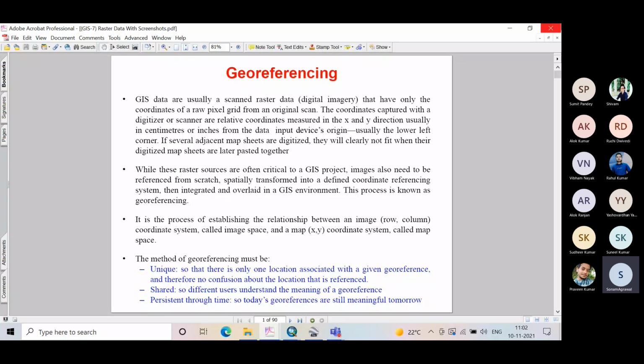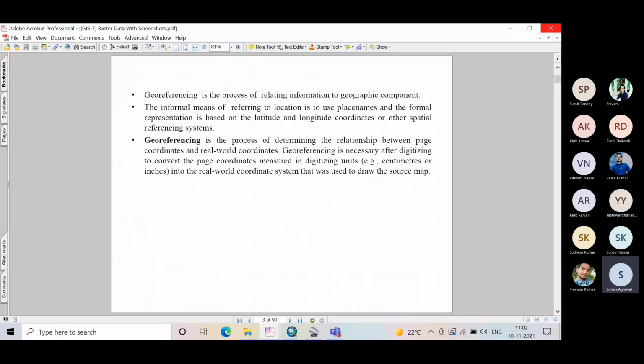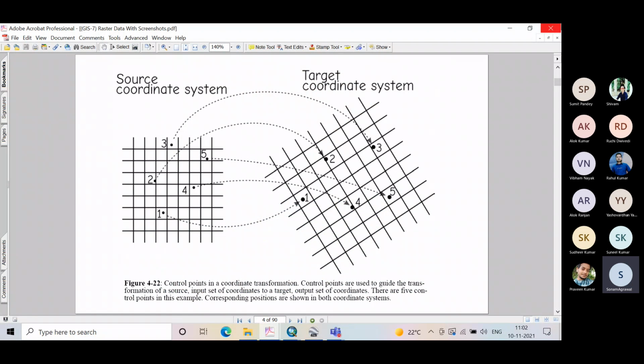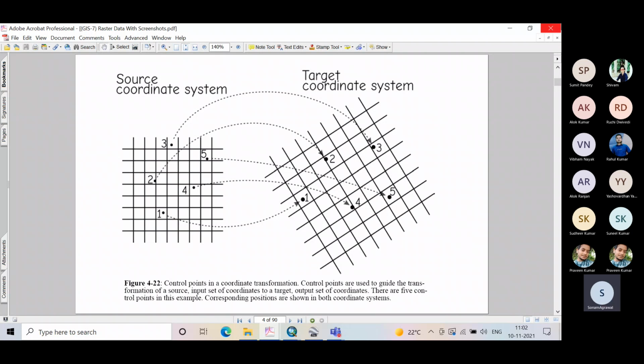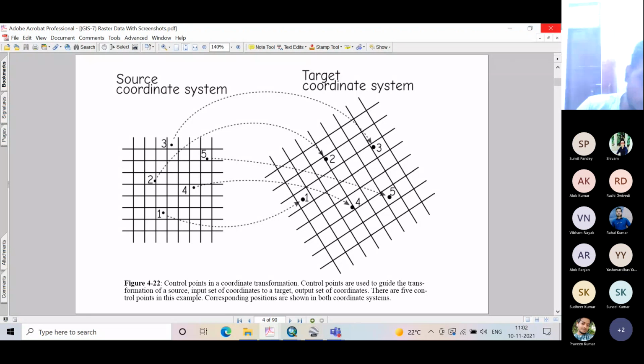For that purpose, we need to formulate a certain function through which, if we input the x and y of the scanned data, we will get the corresponding latitude and longitude, or northing and easting value, of the map. Isn't it? This is the whole purpose of doing georeferencing, so that the scanned image we have will have the map coordinate system.